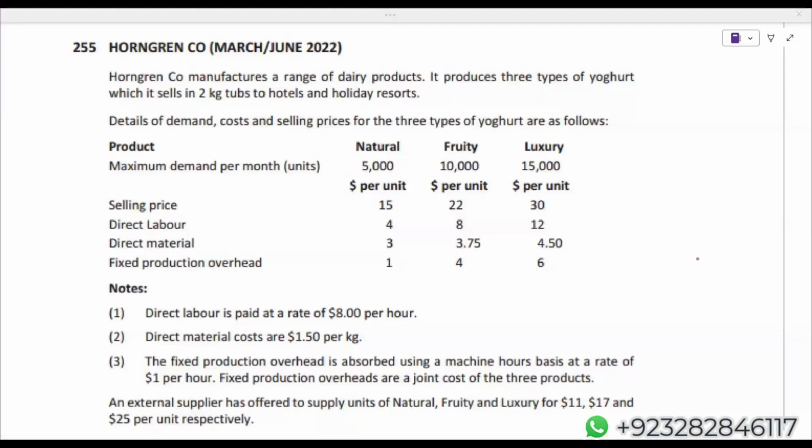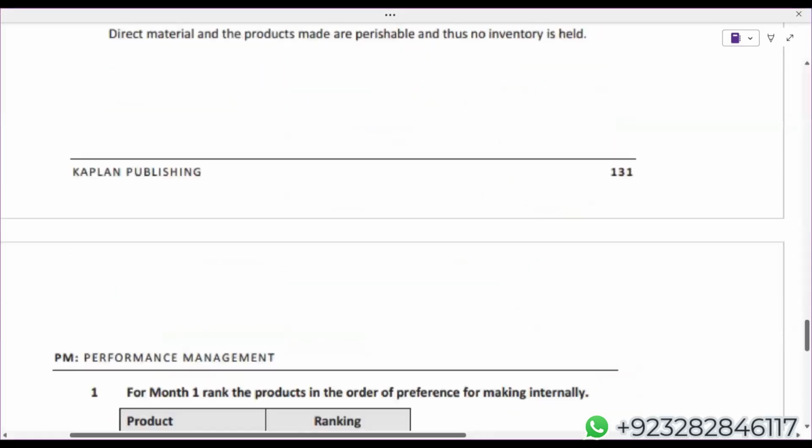Okay, dear student, let's start the first live revision class. We'll be discussing question 255, Horngren company, March-June 2022. Mainly this question is on limiting factor. So let's read the question.